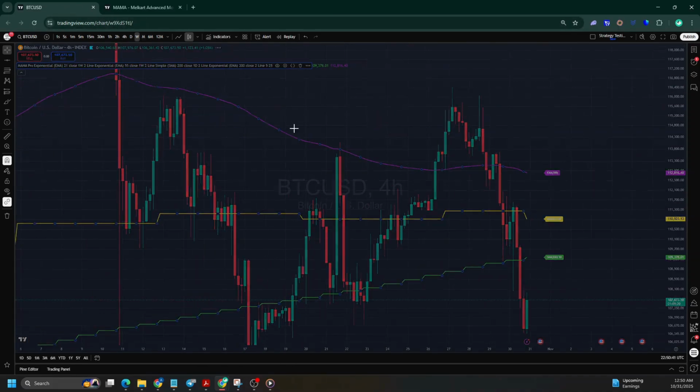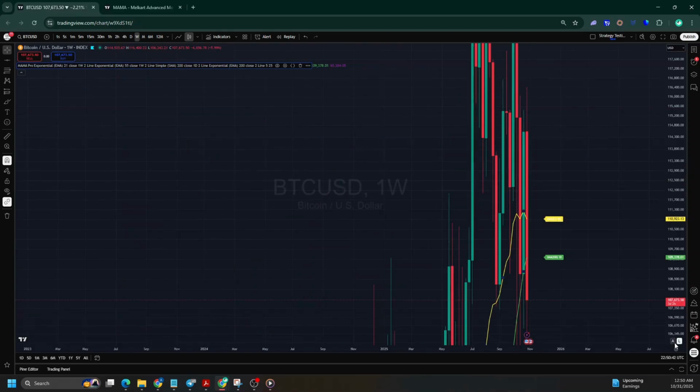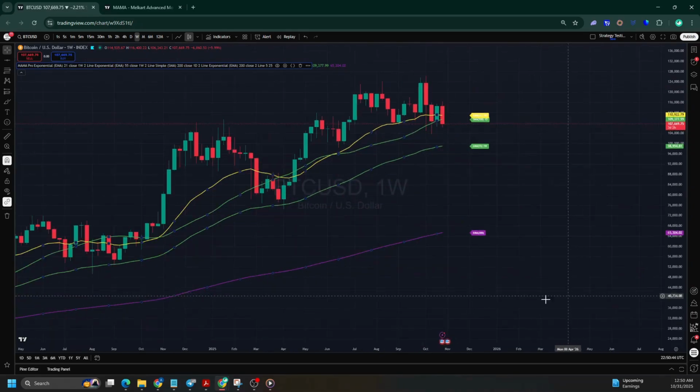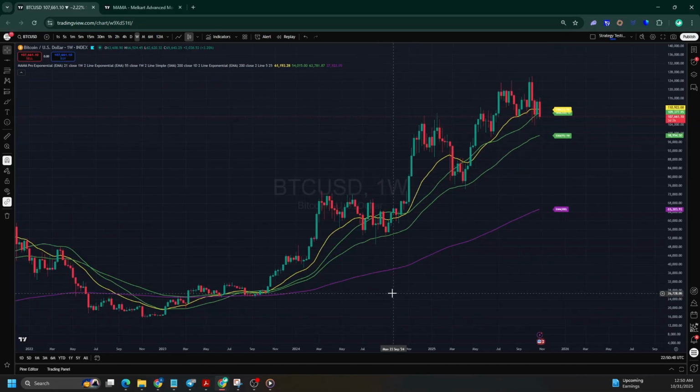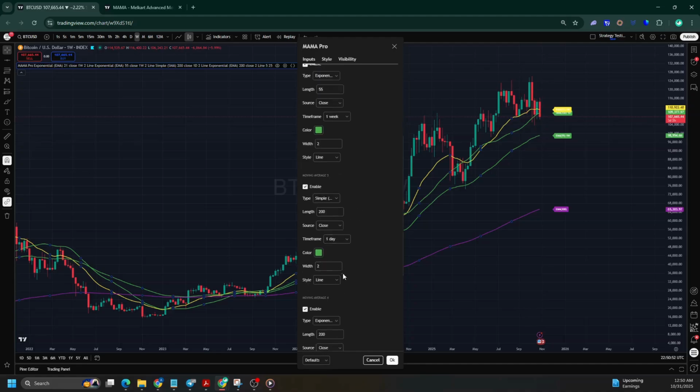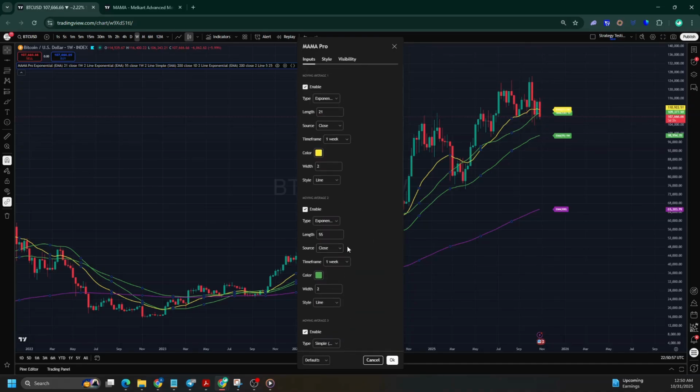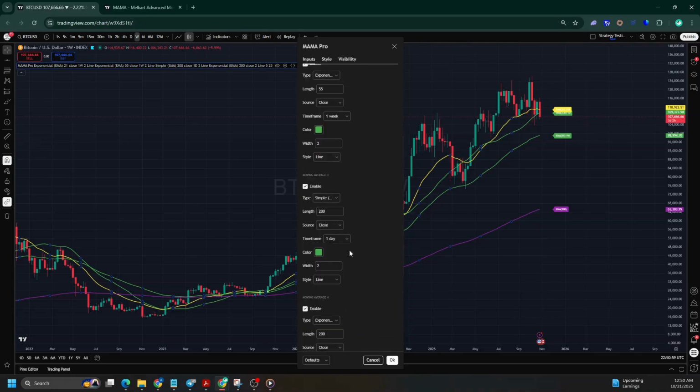Let's go to the weekly just to show you the importance of these moving averages. If you see Bitcoin when it's in the uptrend, let's remove one of them just to help with the colors. So this one will be purple. Which one is purple? Okay, this one is purple. The 200, let's put it, I don't know, orange, gray. Okay, perfect.